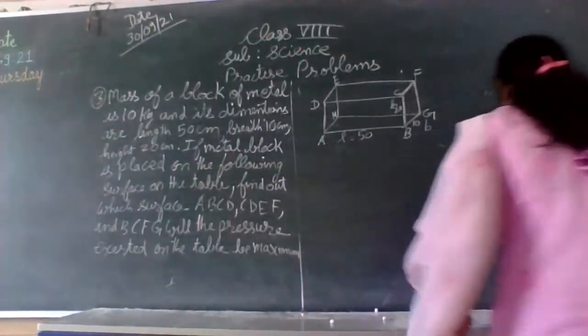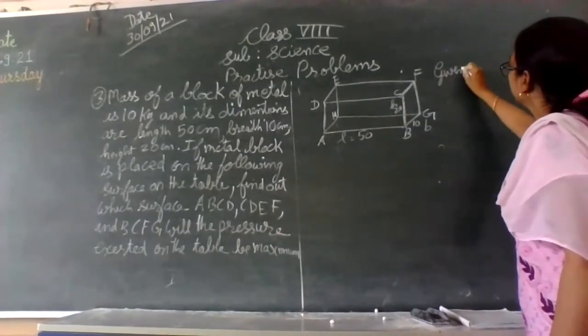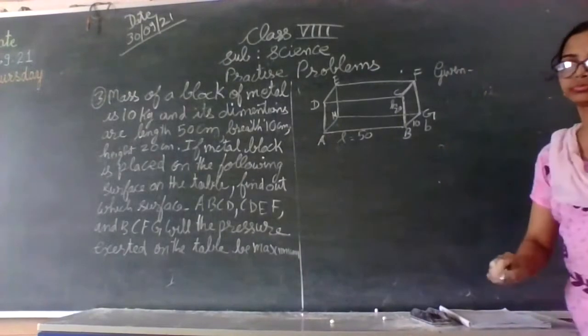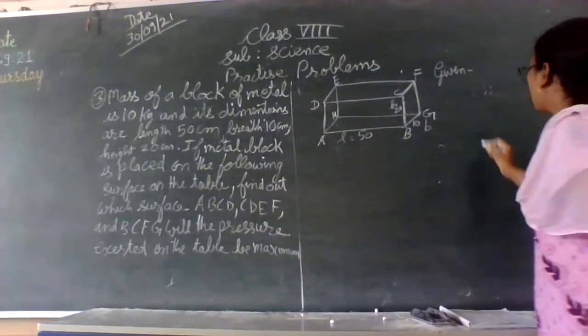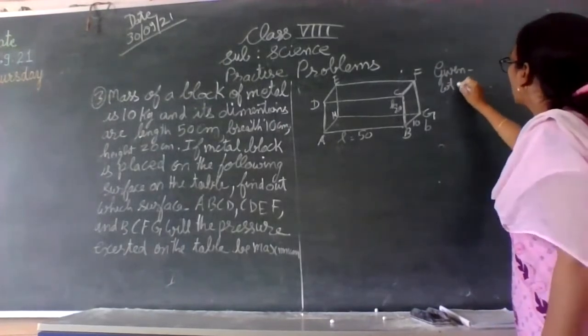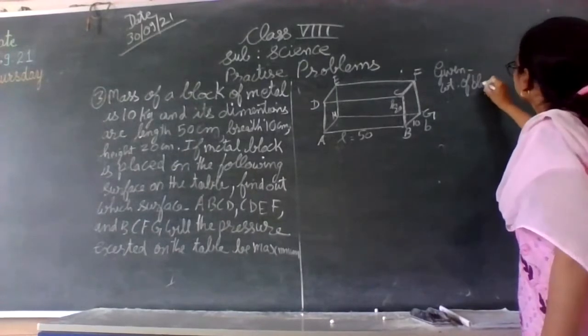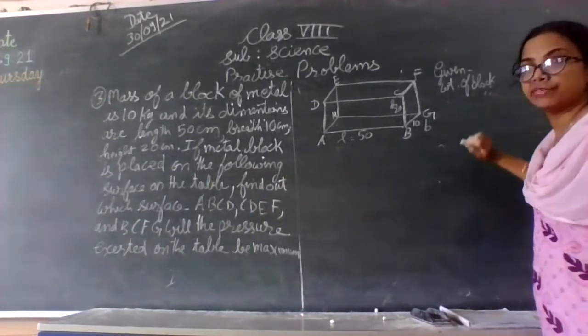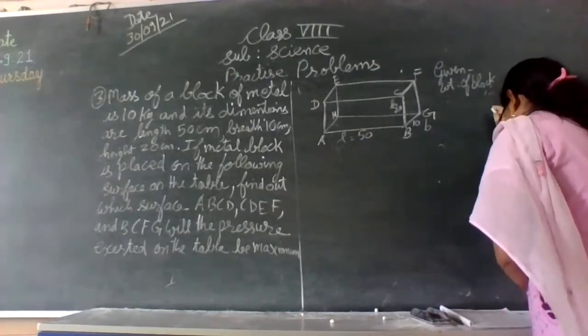So first of all, let us write down what is given in this problem. What is given? First of all, weight of block or box is given to be 10 Newton.